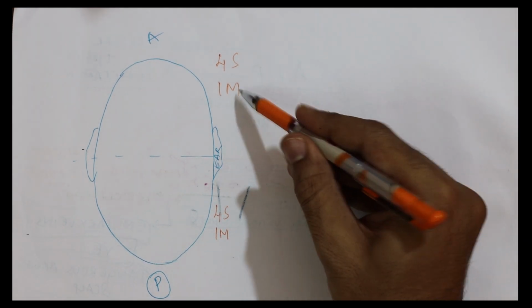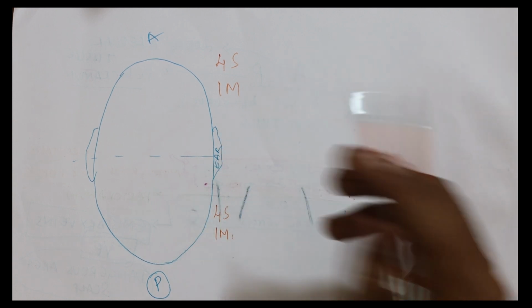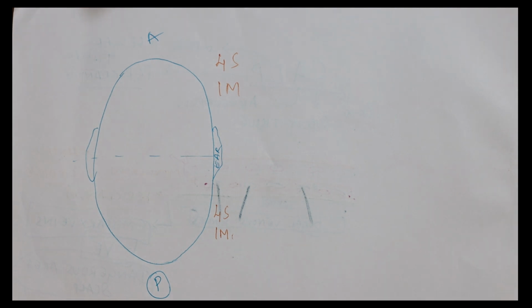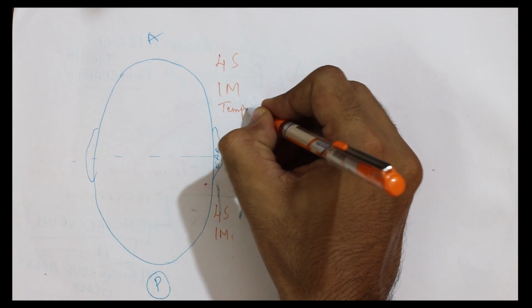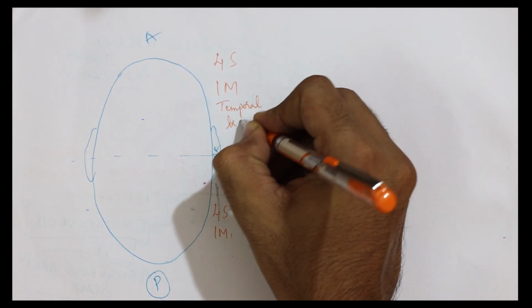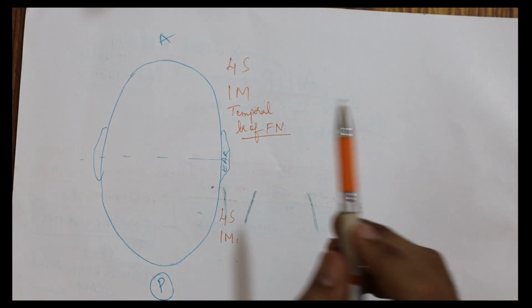And these motor nerves, both in the front and posterior aspect, are the nerves which supply the muscle that is present in the scalp, that is the frontalis and also the occipitalis. So in the anterior quadrant, the nerve that supplies the frontalis is the temporal branch of the facial nerve. So that will supply the frontalis muscle.